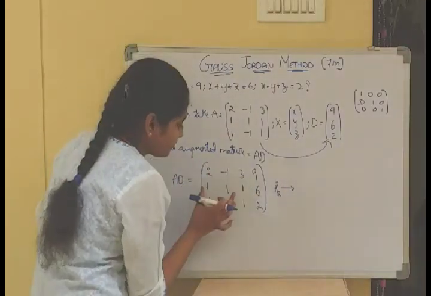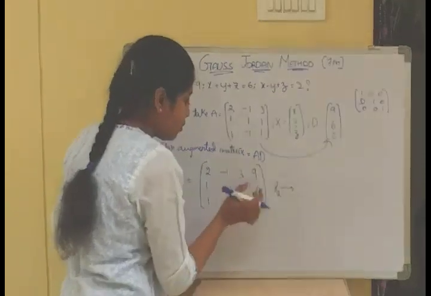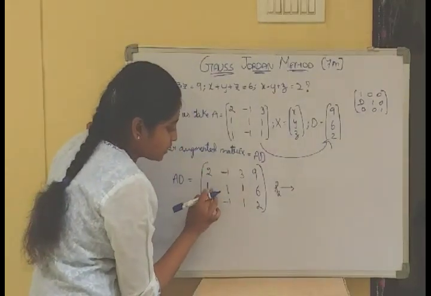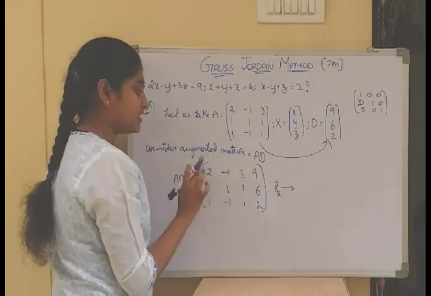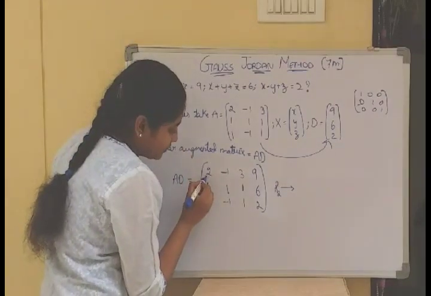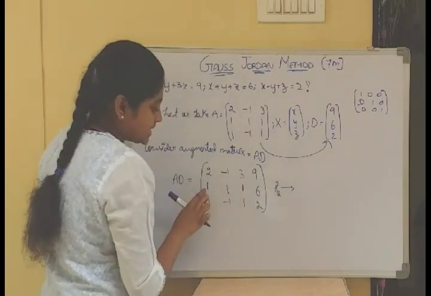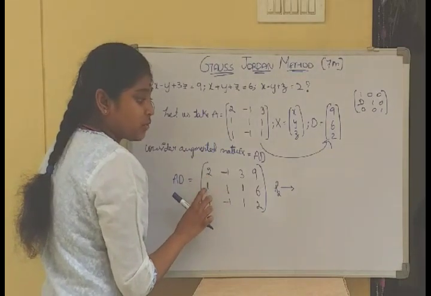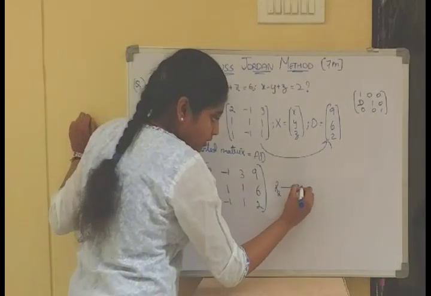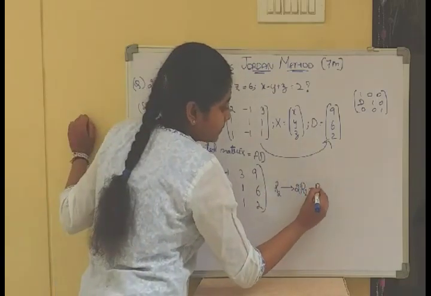Now we will take the second row first. For the second row, we need to make this one 0. So we will take the first row and use it to make the second row's first element 0. To make it 0, we have 2 in the first row, so we will multiply the second row by 2: R2 gives rise to 2 into R2 minus R1.